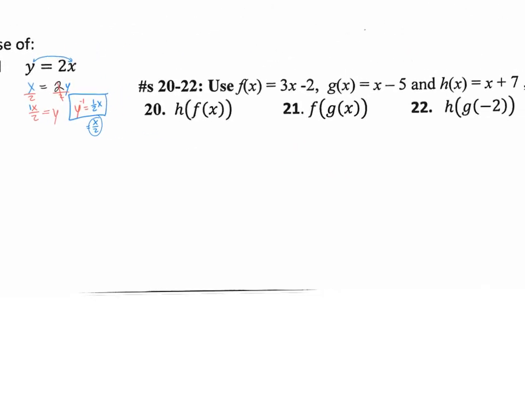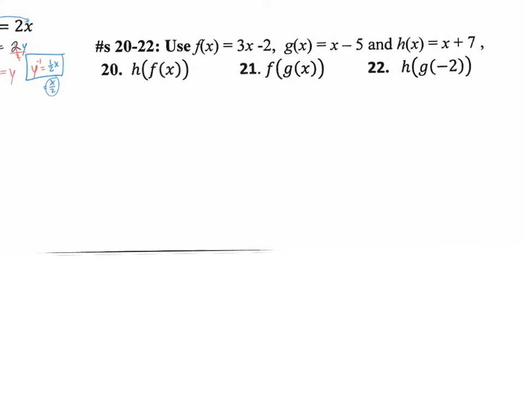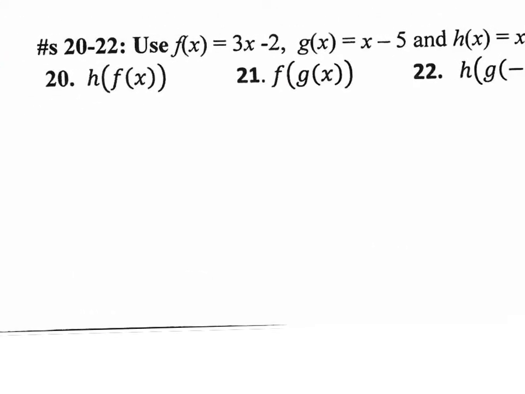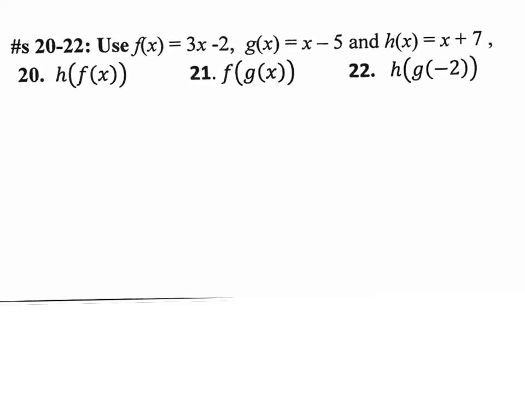Let's jump to 20 and 22. I already explained 21 on the previous video. So on number 20, they want us to plug in our f function into our h function. Again, this is from the beginning of chapter 6. We have 3 functions up there on the instructions, and we need to take our red f function and plug this red f function into the x value of our, let's go blue, h function, okay?